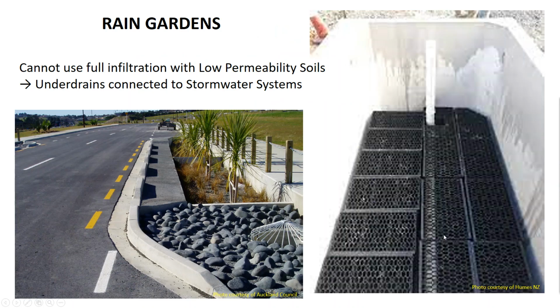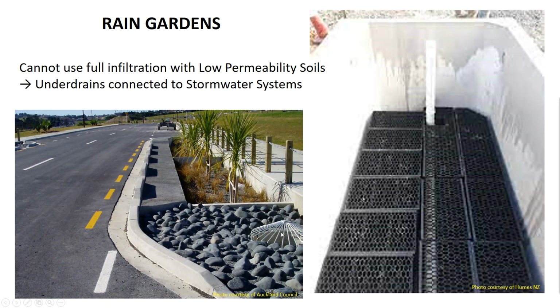So these photos show more constructed type rain gardens. The rain garden on the left shows a curb with cutouts. So there are the cutouts there, which allow the rain runoff from the road to enter the rain garden. In this case, the rain garden overflows to a rocky area in the foreground, where it eventually enters the stormwater system via the manhole shown.